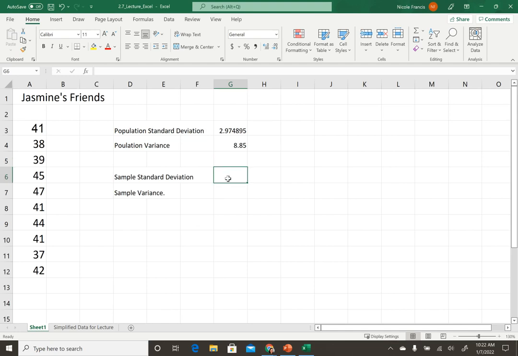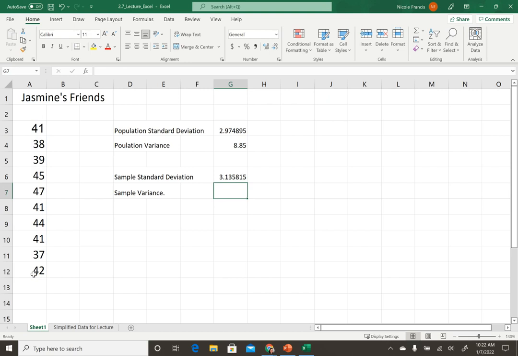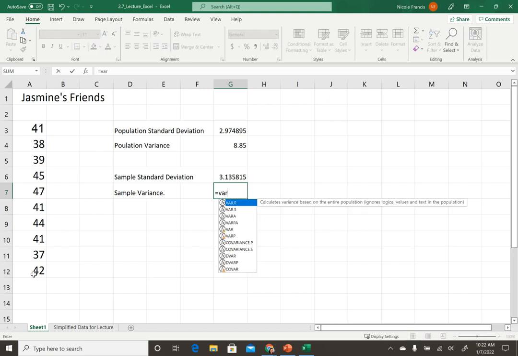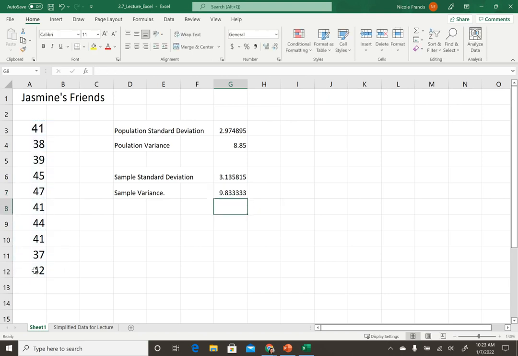All right, now let's suppose Jasmine has 10,000 friends, and we just did a 10-person sample of her friends. And these are a sample. These are data values from a sample. So let's calculate the sample standard deviation. For that one, you just type equals STDEV, just standard deviation, which implies sample. Select the data, end your parentheses. Same for sample variance: equals VAR, left parenthesis, select the data, right parenthesis. Sample variance and sample standard deviation. All right, so that's how you calculate those in Excel.